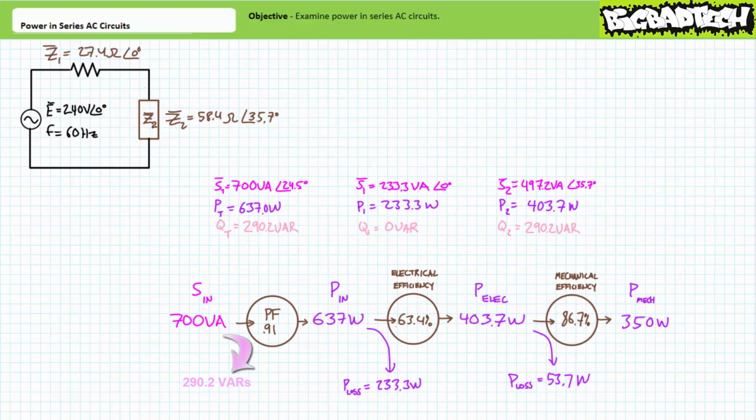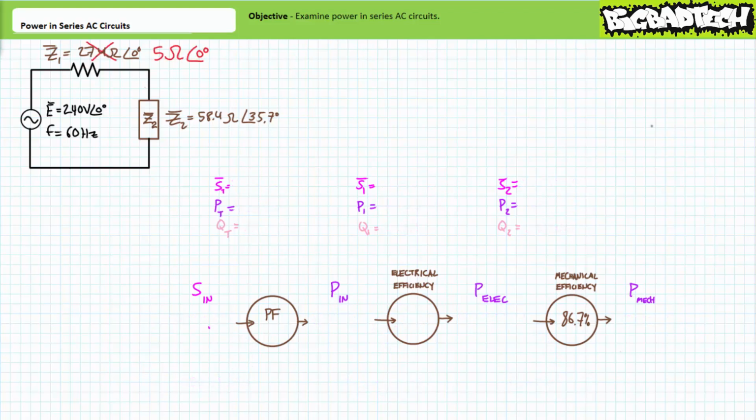As a challenge problem to the viewer, I'm asking you to calculate the total efficiency of this upgraded system. The source remains 240 volts at an angle of 0 degrees, and the electrical load remains an impedance of 58.4 ohms at an angle of 35.7 degrees, and the mechanical efficiency remains 86.7%. The only thing that's changed is that the upgraded electrical transmission system now has a dramatically reduced impedance of 5 ohms at an angle of 0 degrees.